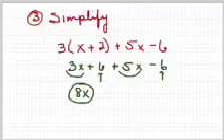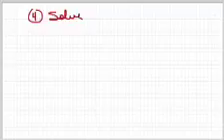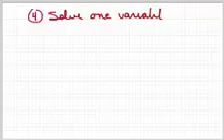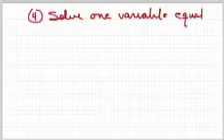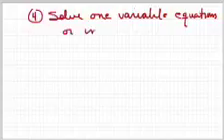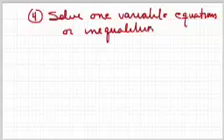Next basically is solving one variable inequalities and equations. So that would be 4. Solve one variable equations, and they could have inequalities. And this is with or without absolute values.